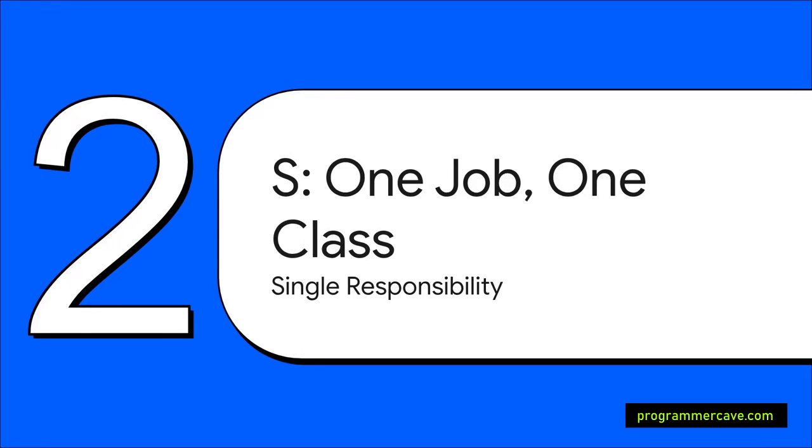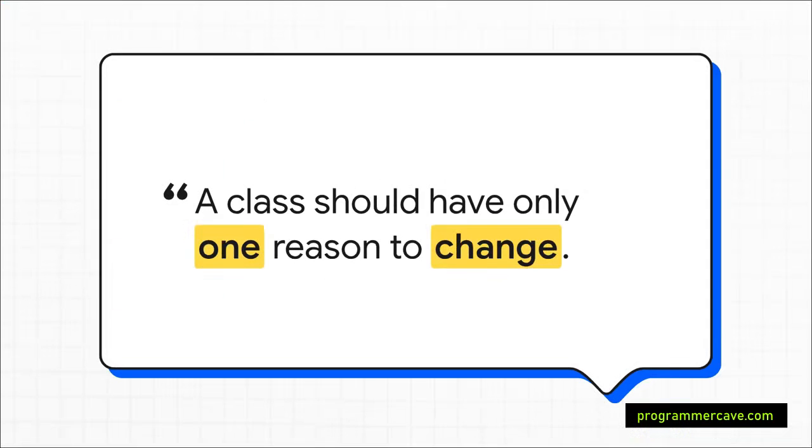Okay, let's get into the first one. S, the single responsibility principle. This one's pretty simple on the surface, but it's so fundamental. It's all about keeping your classes focused and preventing them from turning into those massive God objects that try to do everything. The rule of thumb is right here. A class should have only one reason to change.